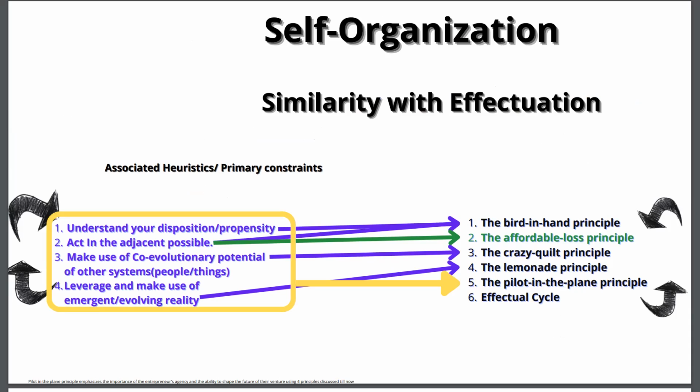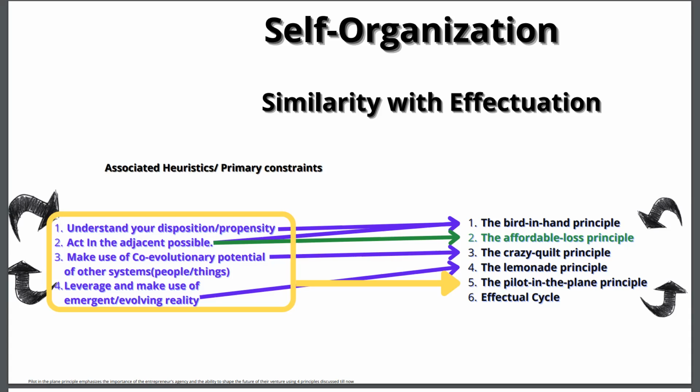The next key point in effectuation theory is the pilot in the plane principle. It stresses the idea that entrepreneurs can deliberately choose to apply the 4 principles identified beforehand. That is the bird in hand principle, affordable loss principle, crazy quilt principle, the lemonade principle, and shape the future of the venture. As I already discussed, in nature, all of these 4 features that I identified, that is dispositional propensity, adjacent possible, co-evolutionary dynamics, and emergent and evolving reality, are simultaneously happening.